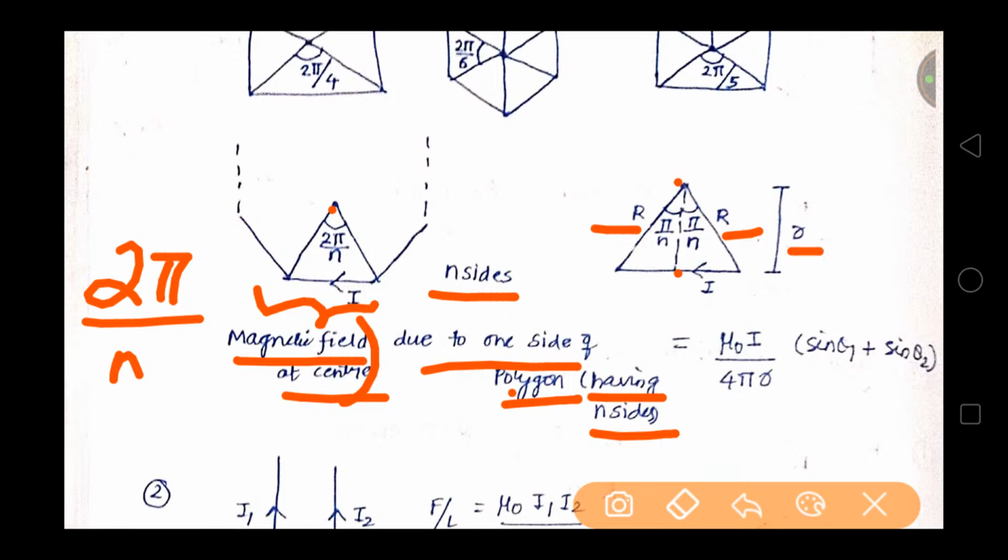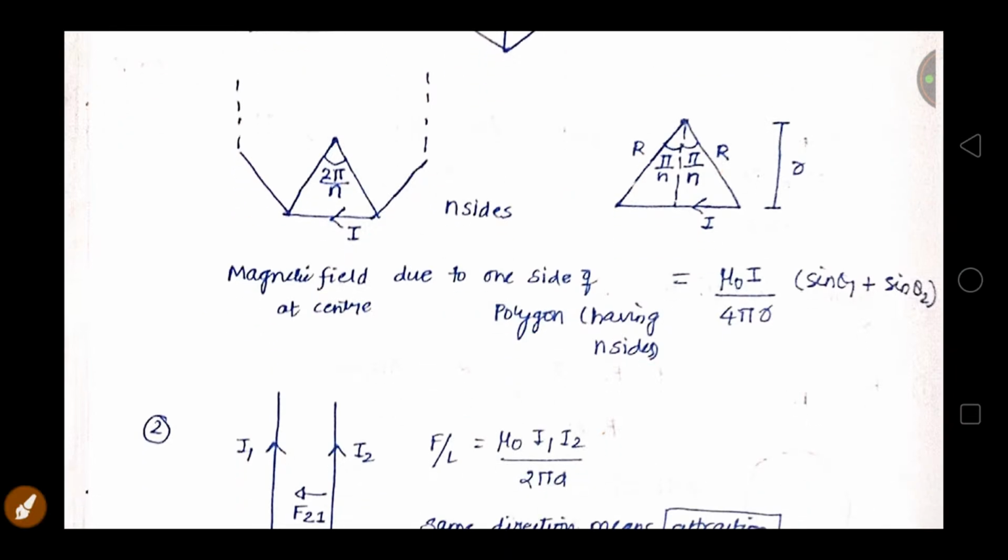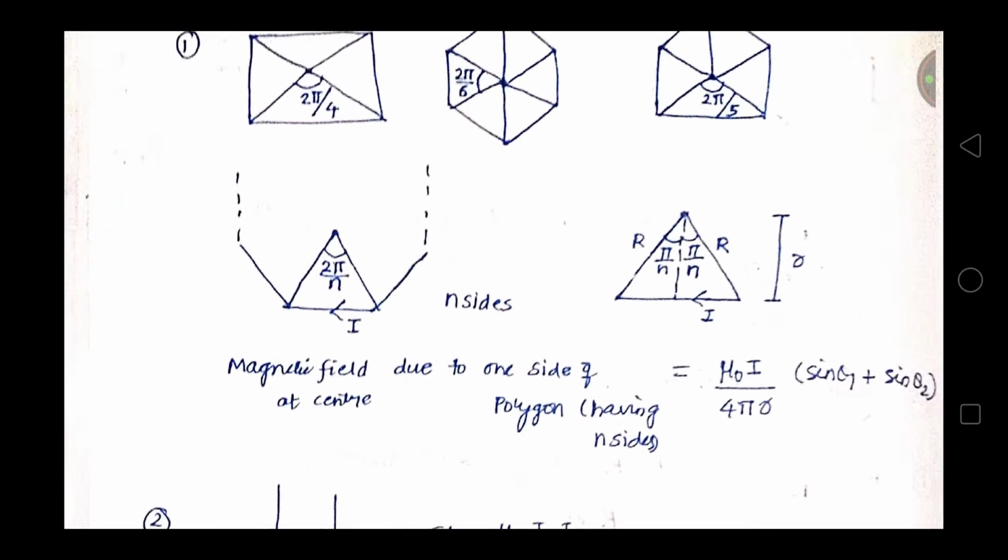Now what is the magnetic field due to this finite wire carrying current I? Mu naught I by 4 pi r into sin theta 1 plus sin theta 2, with theta 1 and theta 2 as shown. What is sin theta 1? Sin pi by n plus sin pi by n, so 2 sin pi by n, and you have to proceed further. Like this only you should be able to divide.